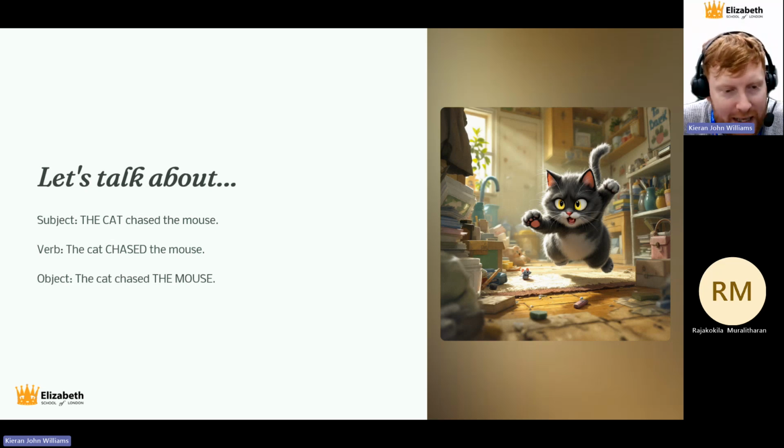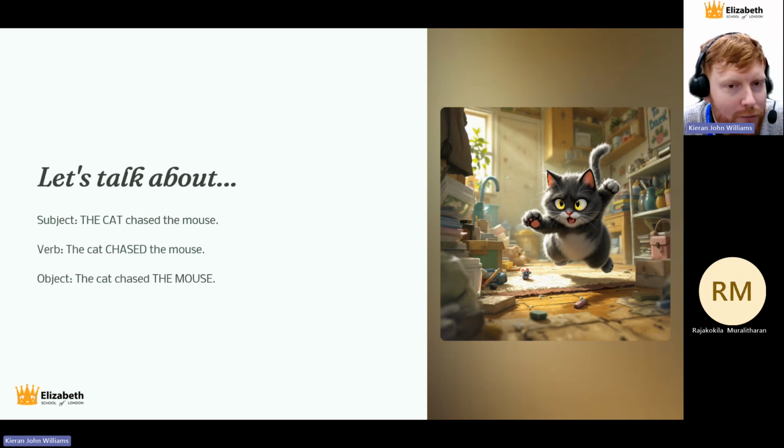So we have a subject. The subject is what comes at the start of the sentence. So in the cat chased the mouse, the subject is the cat. The cat is the one doing the action. The verb is the word chased here. So the verb is the action. And the object in this sentence is the mouse. So the action is happening to the mouse.